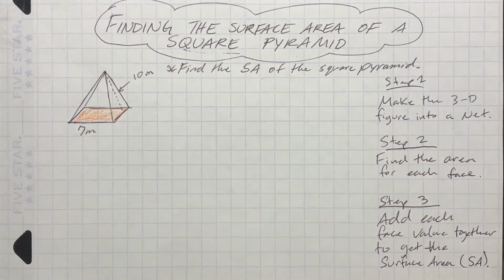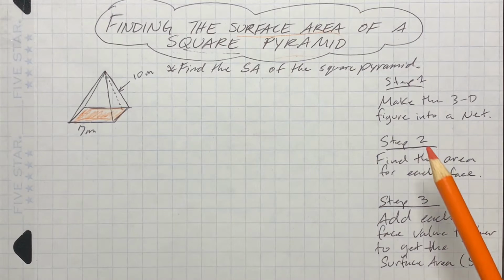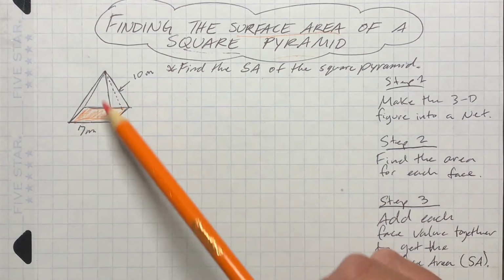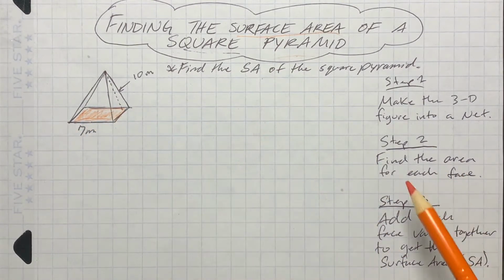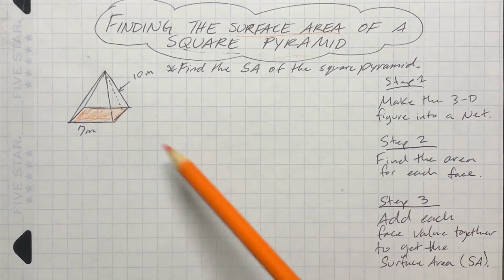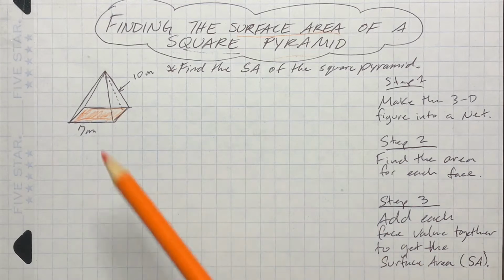Okay. So the first step, I have 3 steps here to find the surface area of a pyramid. So it's just like finding the surface area of a prism. Same steps. Step 1, we take this three-dimensional figure and make it into a net. Step 2 is that we find the area for each face. Step 3, we then add the face values together. So we add up all the faces, and then we have the surface area.